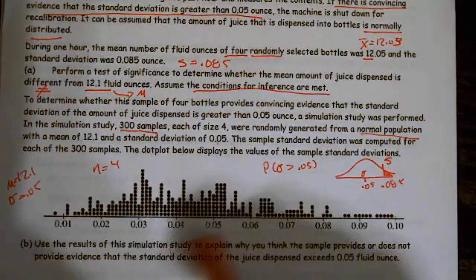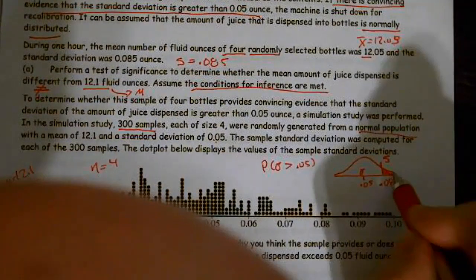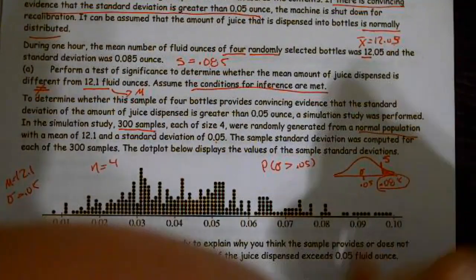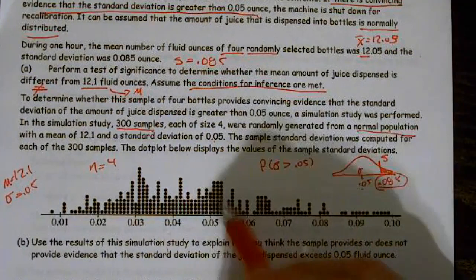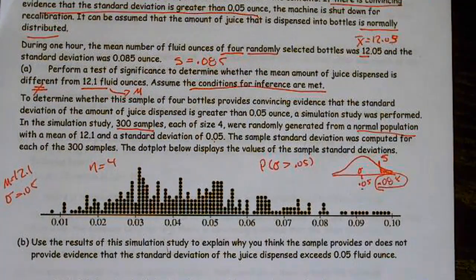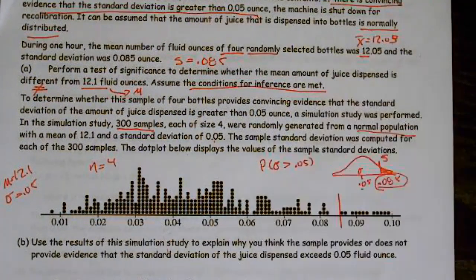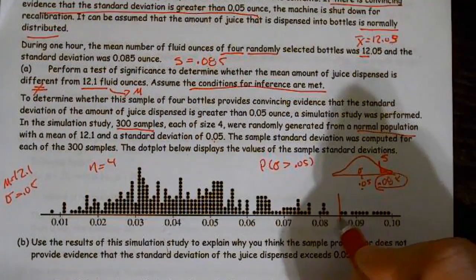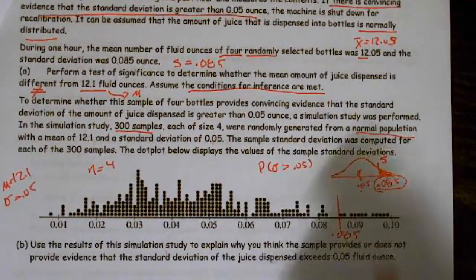All right. So I look at this thing, and this is my distribution. But what did we get from our sample? We got 0.085. And they're saying it should be at 0.05. Well, this is their simulation of 0.05. We see we have some below, we see some above. All right. Well, here's 0.085. So we're looking for this shaded area. So we're looking for the part greater than 0.085.